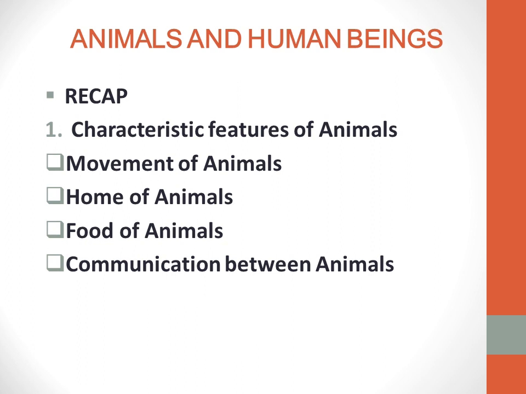Below this we have seen about herbivorous animal, carnivorous animal and omnivorous animal. The last is communication between animals. How do animals communicate? We human beings talk, likewise how animals communicate. For example, the frog will croak, a lion will roar. So these are the topics which we have covered in our last session.